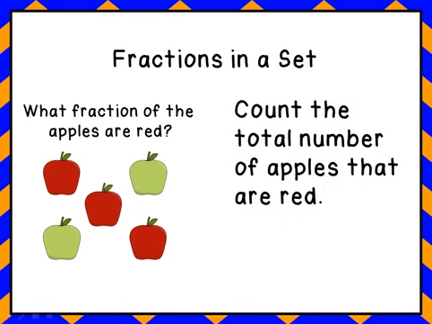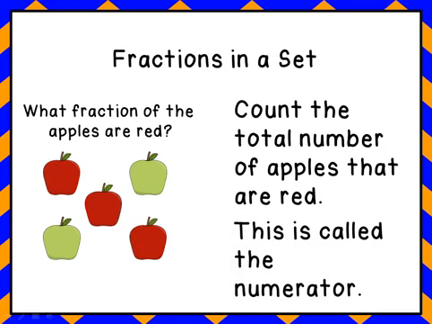Then the next thing we're going to do is, because the question says what fraction of the apples are red, we're going to count just the red apples. And this time we have 1, 2, 3. We have 3 red apples. And that number is called the numerator. It goes on the top of the fraction.